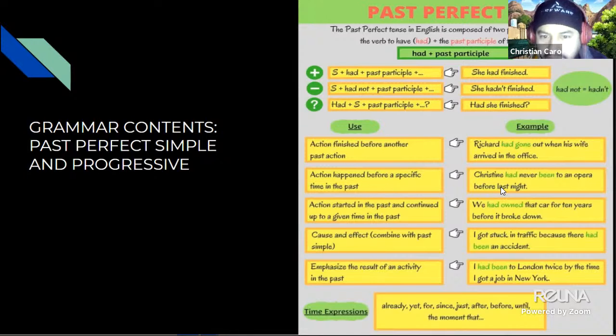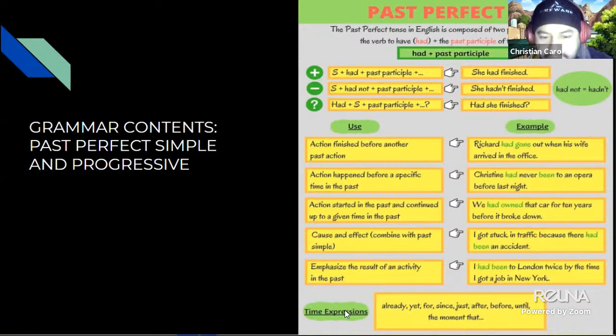Second use, which is very similar to the first one. Christine had never been to an opera before last night. So in this case, we are including two more elements. First, we're including a frequency adverb, which is never. When we use frequency adverbs, we always put them in between the verbs, say always, often, never, etc. We put it right in the middle between the auxiliary verb and the main verb. Also, we use an expression of time, which is last night. Last night is right at the end in this case, or can be at the beginning, right?